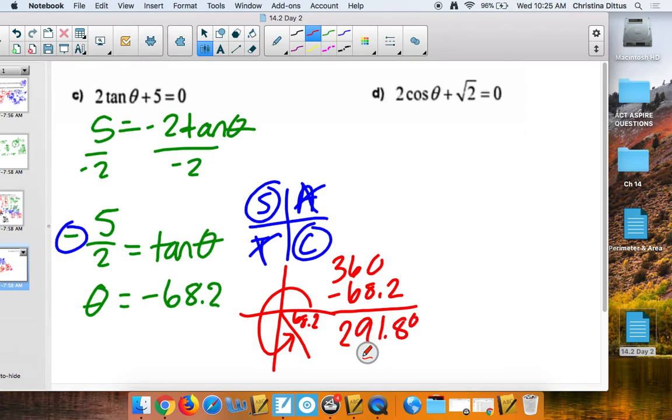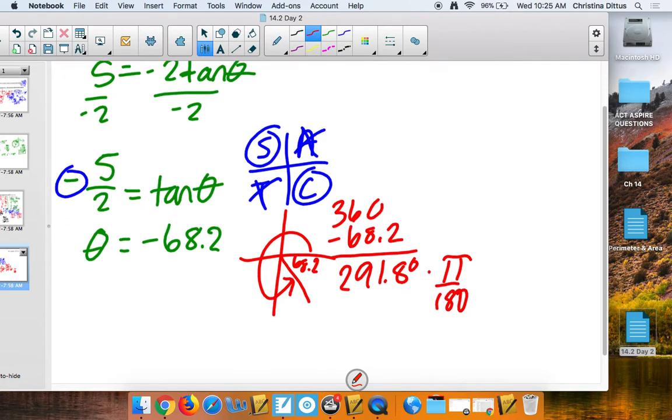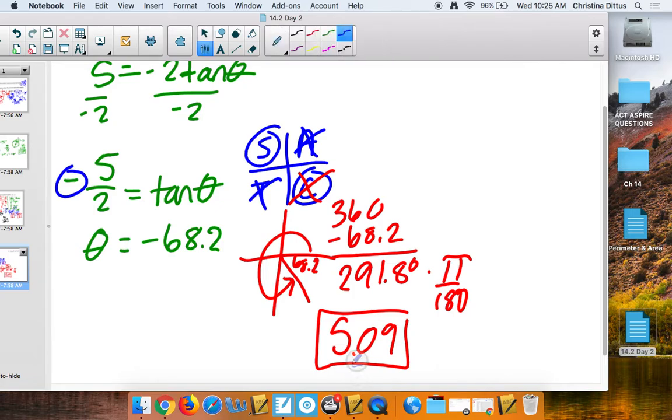Okay, while we're working on this one, let's put it into our radians. How do I get to radians again? Pi over 180. And I get 5.09. Okay, that's just my quadrant 4. Okay. Find my quadrant 2. I just gotta put my reference angle in here.